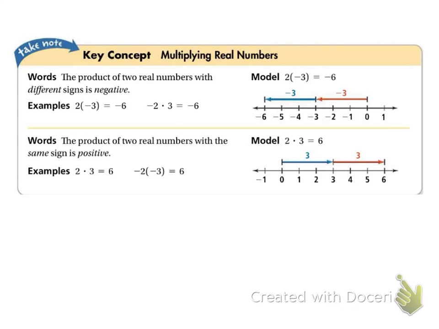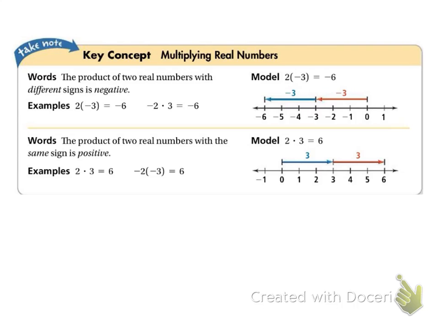Okay, this is 1.6 of algebra. Alrighty, when we're multiplying real numbers, when we multiply two numbers that have different signs, our answer is always negative. And you can see the model on the number line here of 2 times negative 3. So I have 2 negative 3's, which gives me negative 6.